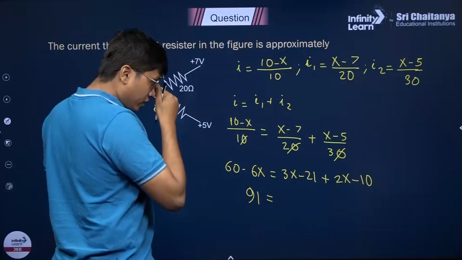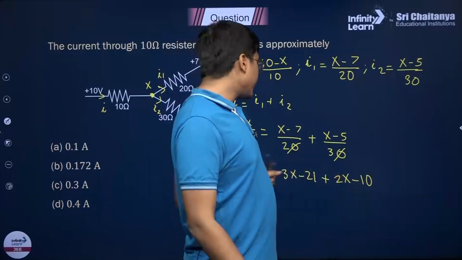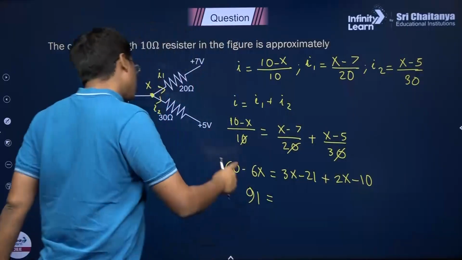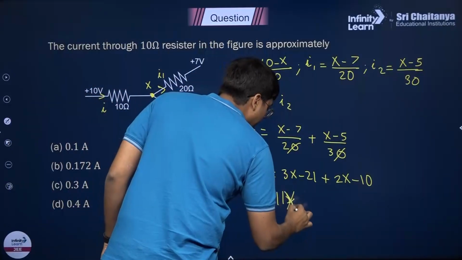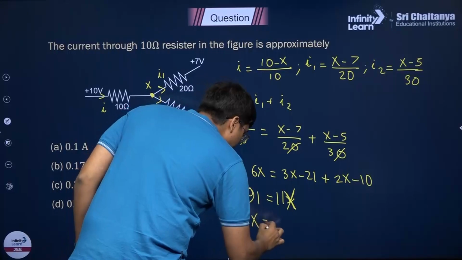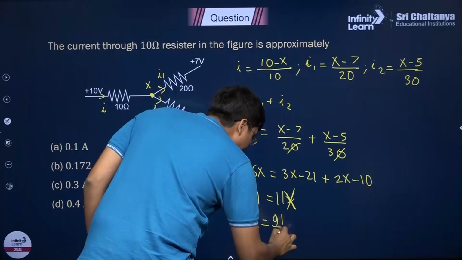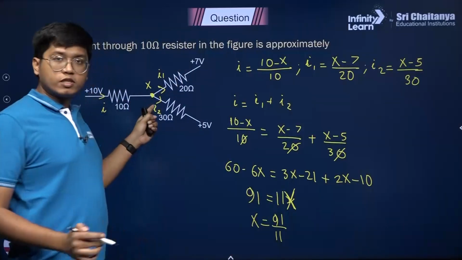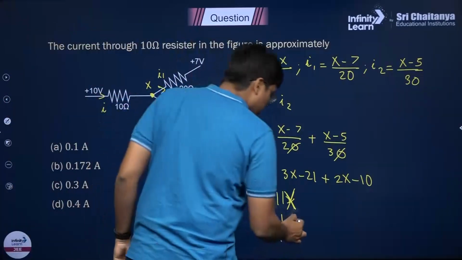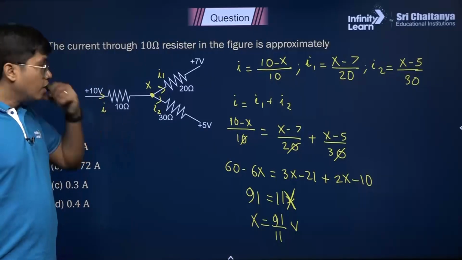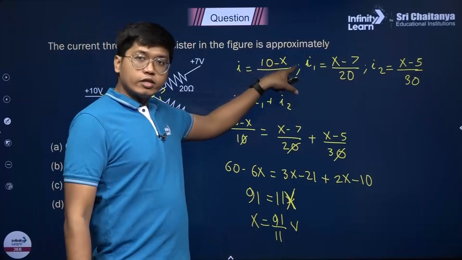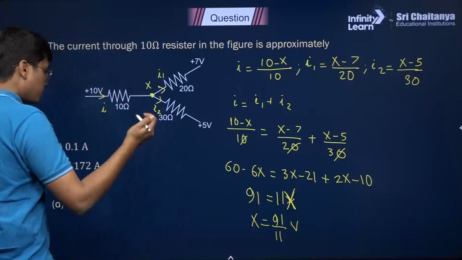And what happens to the x's? You have 3x plus 2x, 5x. 6x goes there as a positive. So 5 plus 6 is 11x. Capital X. So x is 91 by 11. That is the voltage of this point. 91 by 11 volts. This is not our answer yet. We need this I. And this I value we can get from here now that we know X. So let's find that out.